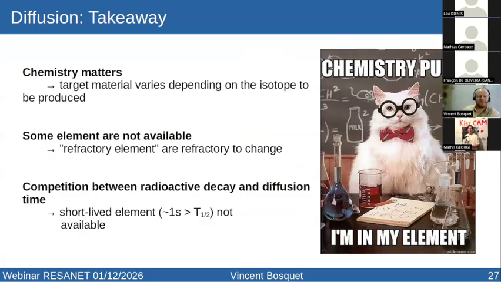Okay, so for the takeaway of diffusion, chemistry matters. The target materials vary depending on the isotope to be produced. Some elements are not available. For instance, refractory elements, well, they are refractory to change. I don't want to leave targets because they are very hard to do. And there is a competition between radioactive decay and diffusion time. And this is also one of the main reasons why very exotic nuclei cannot be produced using the ISOL method.